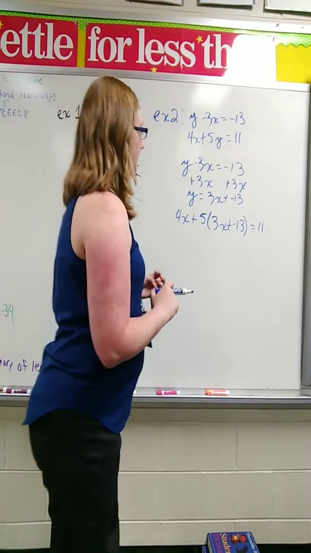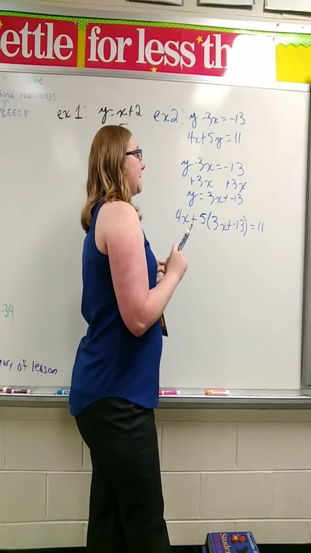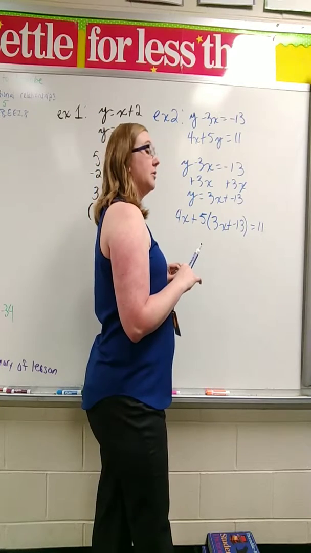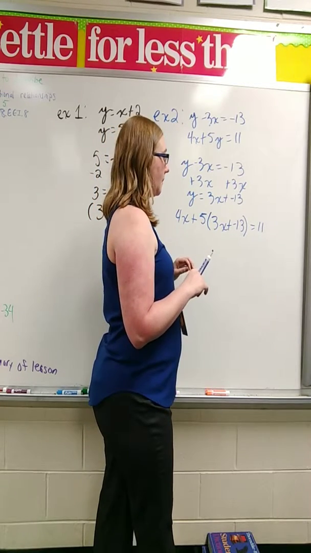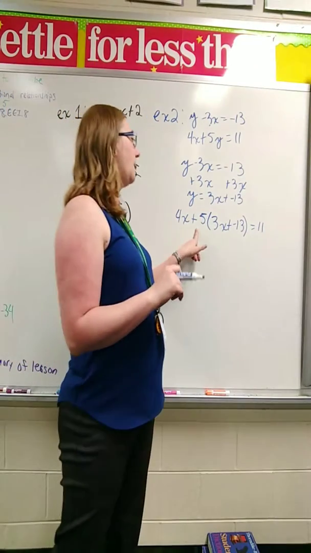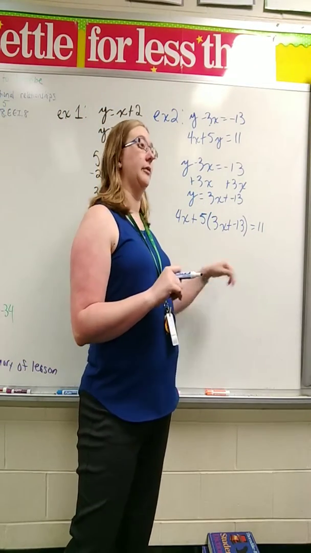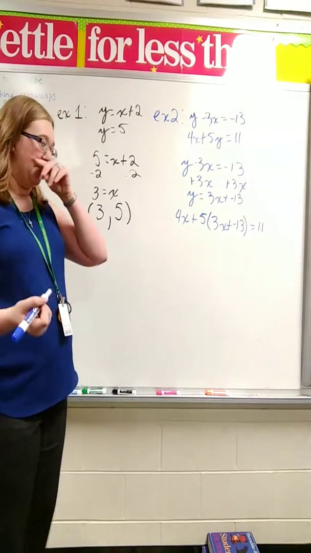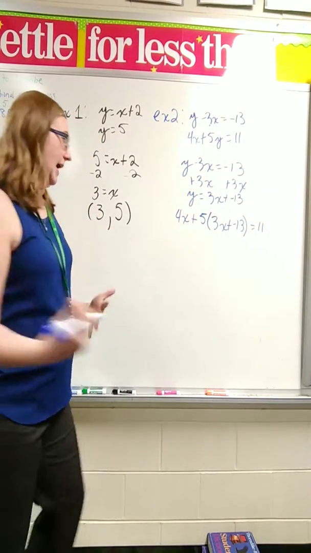Simplify by multiplying 5 times 3x and by 5 times negative 13. Okay. What is it called when I take the 5 and I multiply by the 3x and by the negative 13? Distributive property. Very good. So the first thing I'm going to do is distribute the 5.